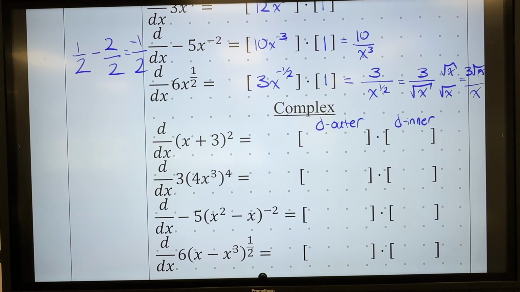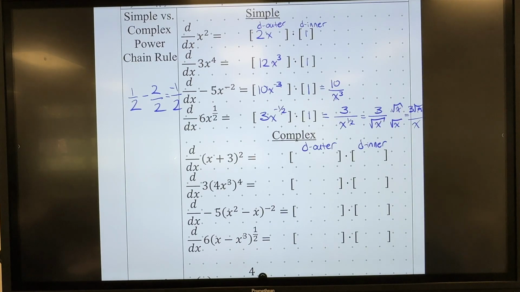All right. Let's try this one. And notice the similarities here. This one was something to the power of 2. This one was something to the power of 2. This was something to the power of 4. This was something to the power of 4. Oh, look. There's a 3 out front. These are very, very similar. There's just more stuff happening on the insides. Instead of just being x, it's all this complex stuff.